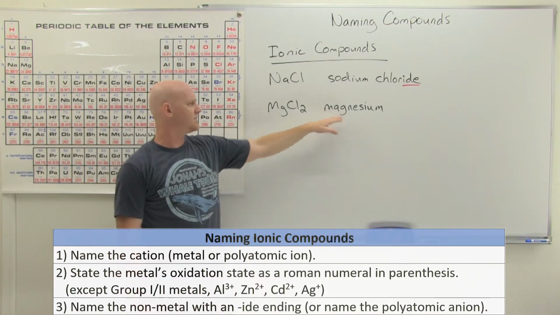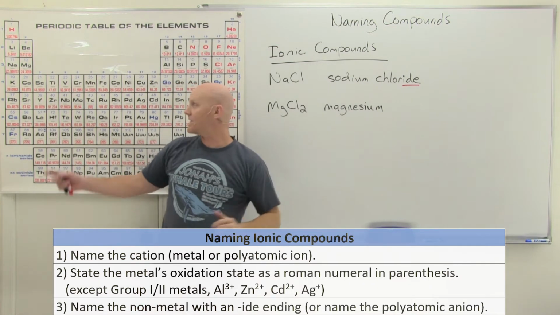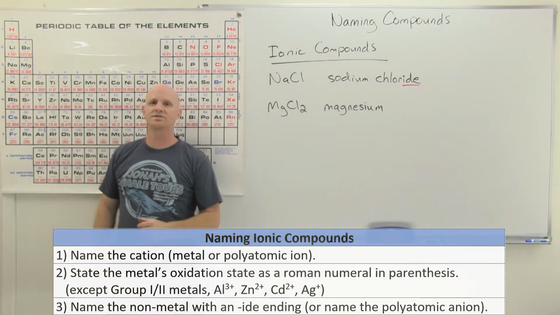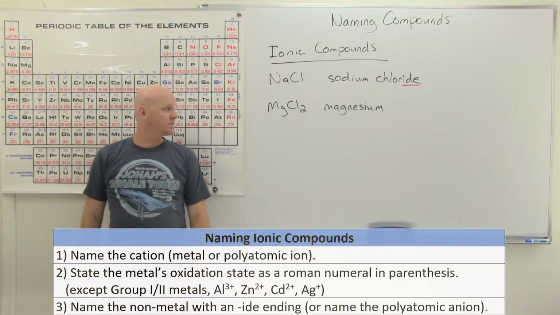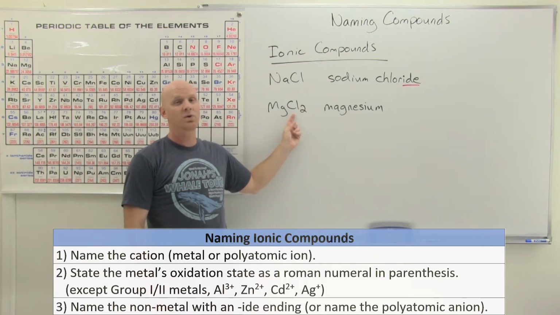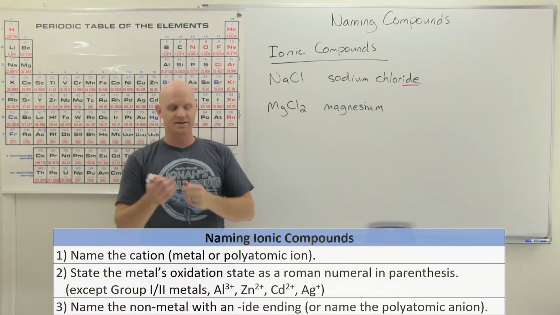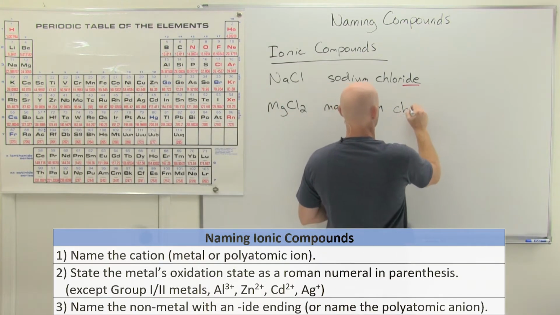All right, so we've got magnesium, first word, name the metal, name the cation. And we just figured out that rule number 2, which requires us to put a charge in parentheses, is not needed since this is a group 2 metal. So we'll move on to rule number 3, which again just says name the nonmetal or name the anion with an IDE ending. So again, instead of saying chlorine, we're going to once again say chloride.